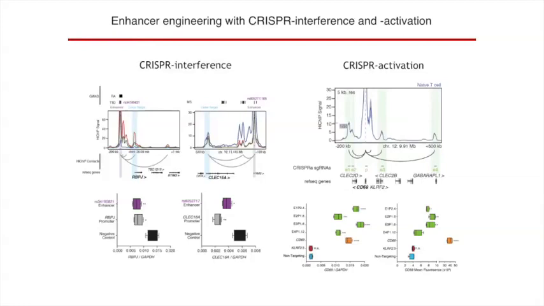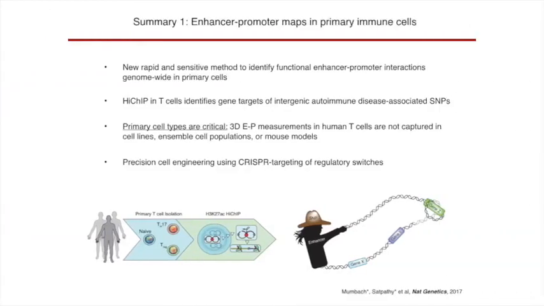And so what you can see is that by targeting that SNP with a CRISPR repression domain, we're able to dial down the expression of the gene that we predict by HiChIP. Conversely, we can target those SNPs with a CRISPR activation domain and show that we can dial up the gene expression both by protein and by RNA.